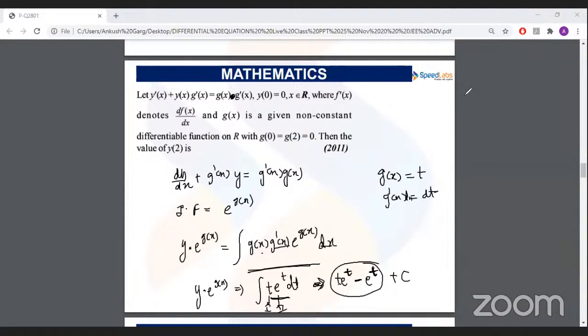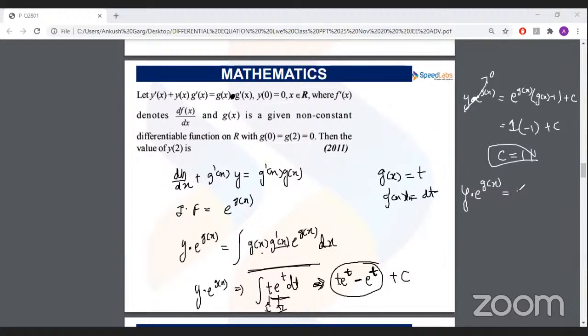Finally we are getting the solution as y into e to the power g(x) equal to e to the power t, that is e to the power g(x) into (t minus 1), that is g(x) minus 1, plus c. Now y of 0 is 0, so putting x equal to 0 and y equal to 0, this term will be gone. e to the power g of 0, now g of 0 is also 0, so e to the power 0 is 1, 0 minus 1, that will be minus 1 plus c, so we're getting c equal to 1. So this is coming out to be y into e to the power g(x) equal to e to the power g(x) into (g(x) minus 1), plus 1.